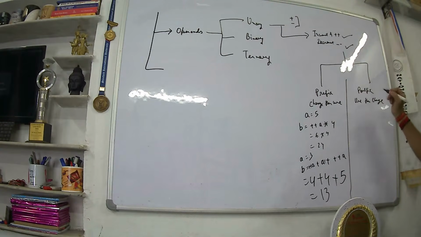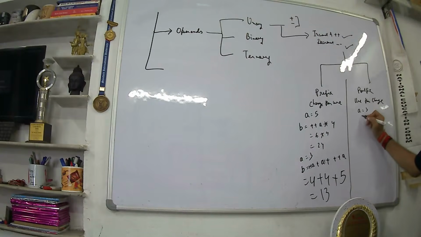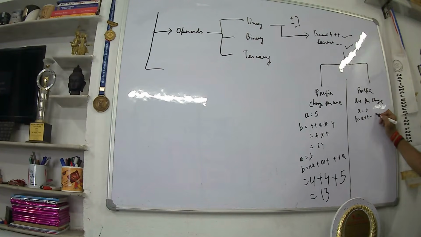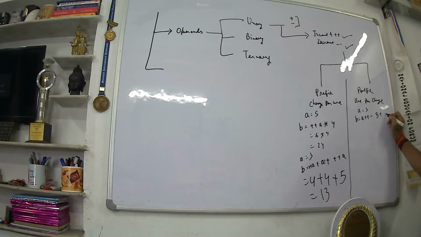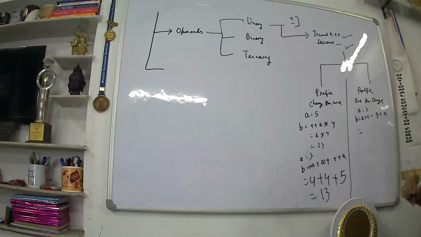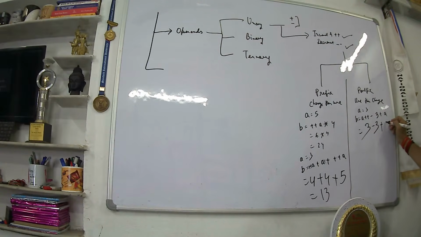That's in prefix. When we talk about postfix, a equal to 3, b equal to a++ - 3 + a. Now you see, a++, here it will remain as 3, minus 3 plus value of a, how much is it now?